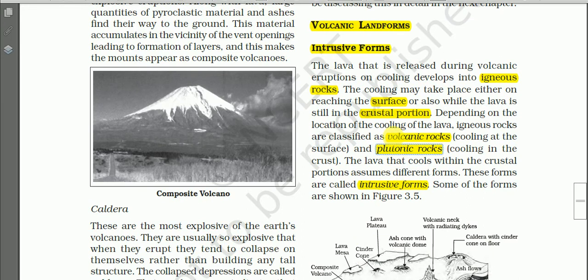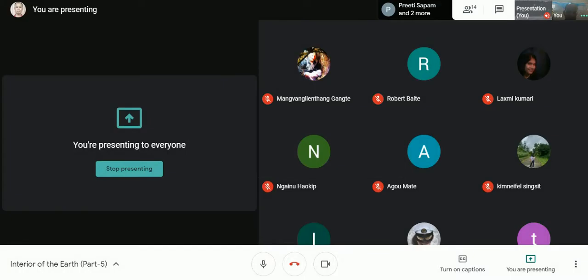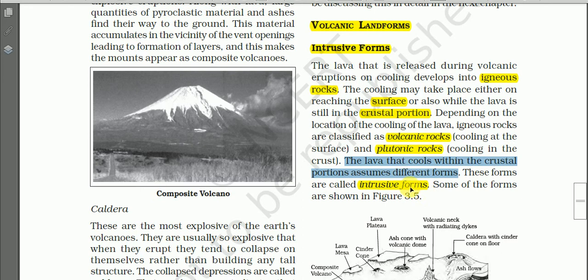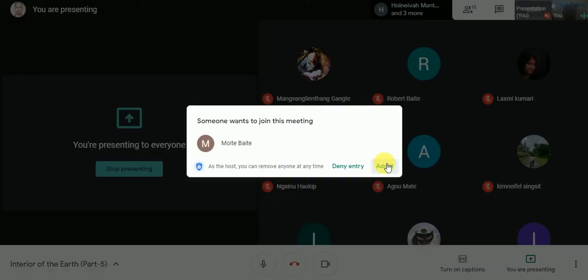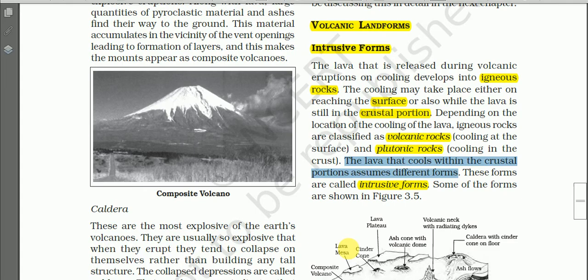The lava that cools within the crustal portion assumes different forms, takes different shapes, and these different forms are known as intrusive forms. Let me repeat.